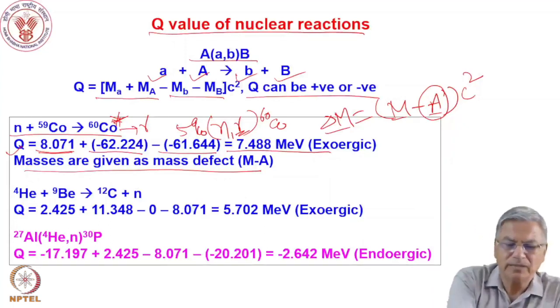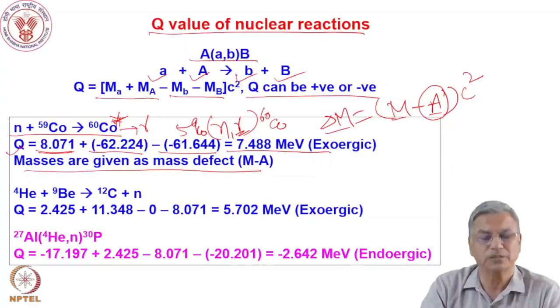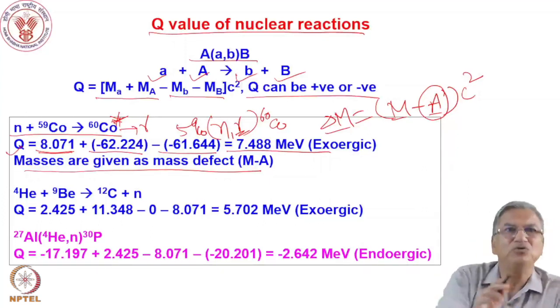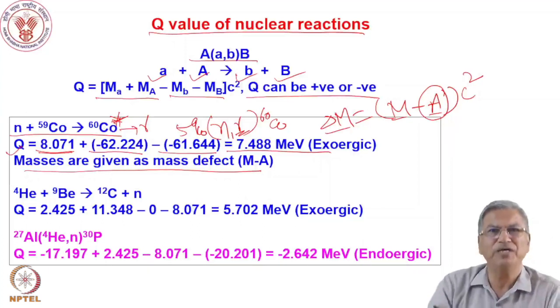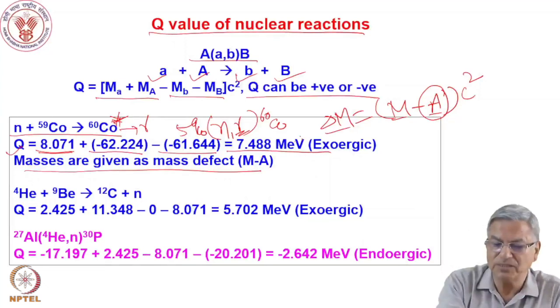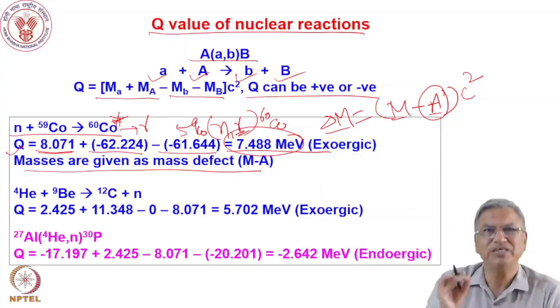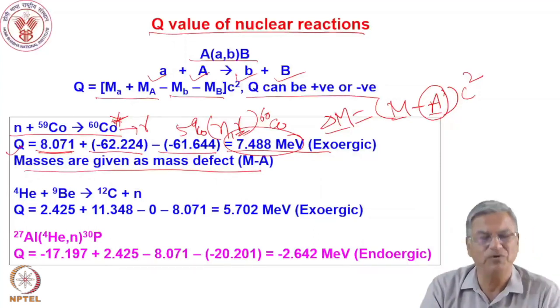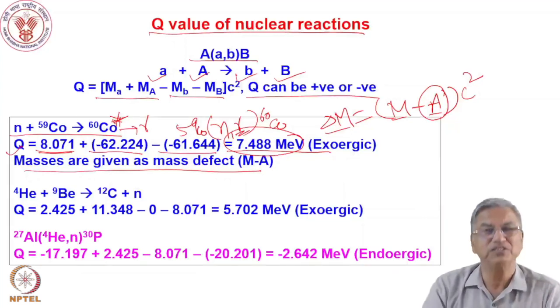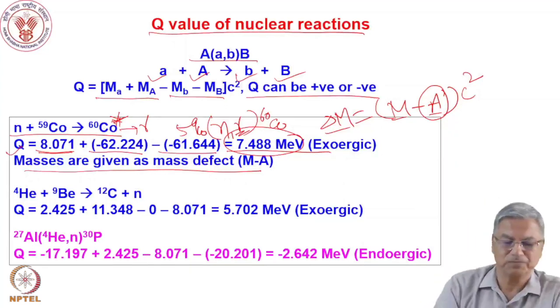Now, neutron capture reactions you will find are always exoergic reactions because you are combining a neutron to a nucleus. So whenever a nucleus combines with a neutron, energy equivalent to the binding energy is released. So this energy is nothing but the binding energy of the neutron in cobalt 60. Such neutron capture reactions are always exoergic. That means energy is released, and that energy released is equivalent to the binding energy of the neutron in the product nucleus.